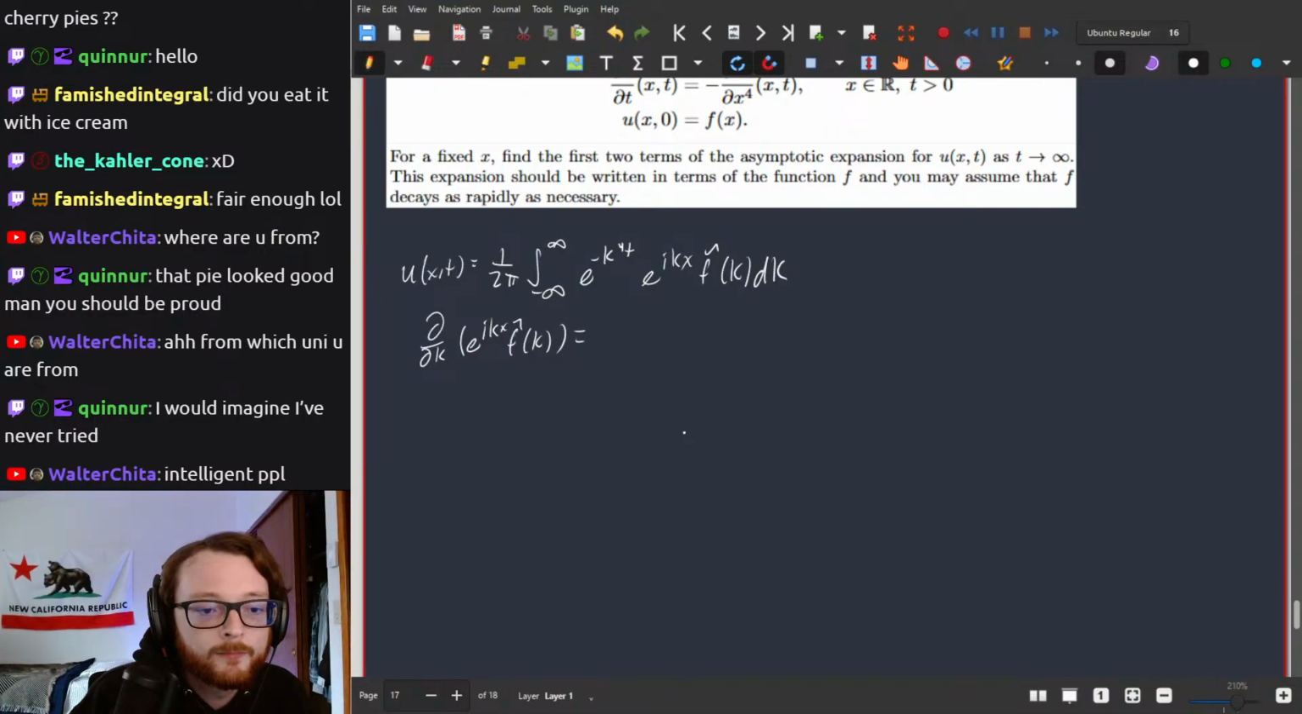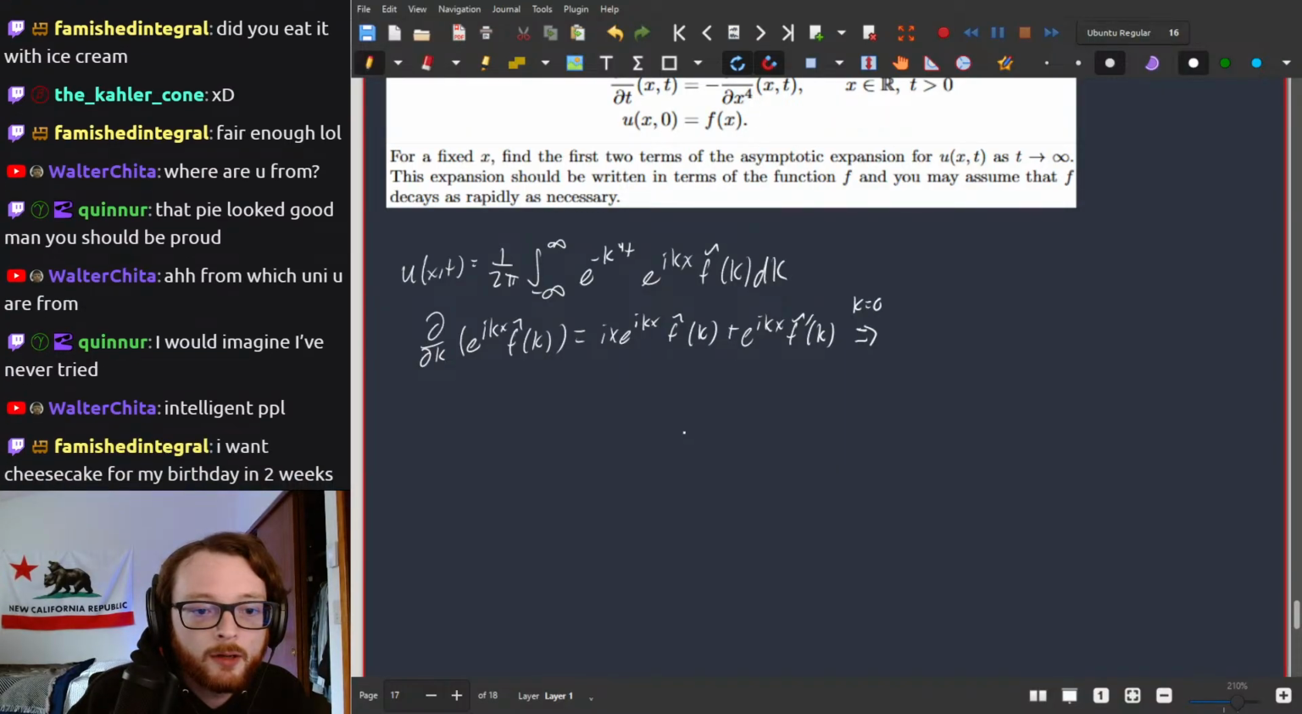So here we are. We're doing a product rule. E to the ikx f hat k prime. And if we evaluate this at 0, we get ix f hat 0 plus f hat prime 0.